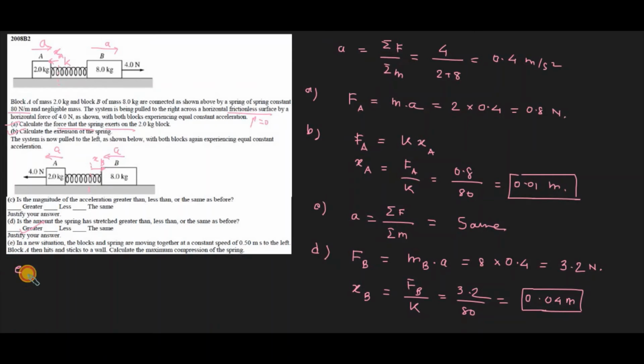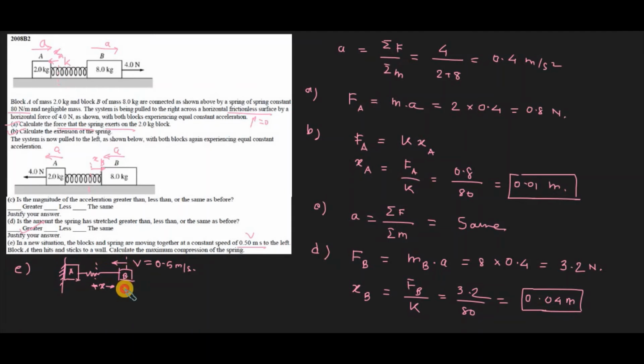And the last part, E: in a new situation, the blocks and the spring are moving together at a constant speed v of 0.5 meter per second to the left. Block A then hits and sticks to a wall. Calculate the maximum compression of the spring. Now the block A is going to stick to the wall. In that case, the block B is still in motion with the same velocity v, that is 0.5 meter per second. Due to this, the spring will start compressing, and after compressing to its maximum length, let's say x, the B block comes to rest.